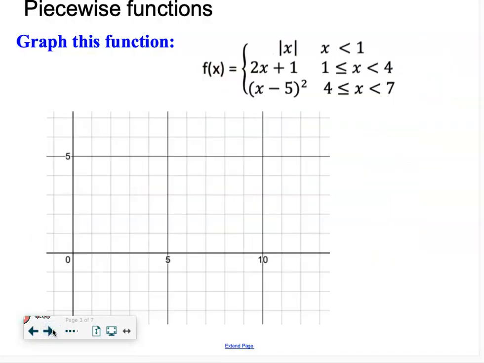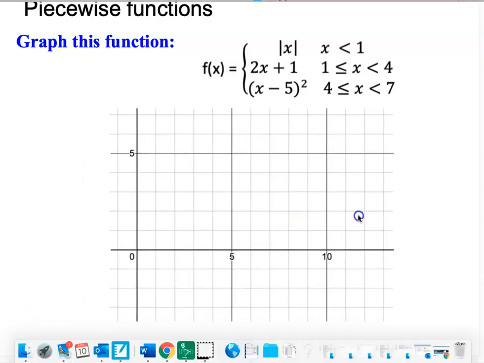Oh my goodness. So let's see how well you've picked up on how to graph a piecewise function. I have a 3-way piecewise function. Let's just do this on paper. Individually, do your best. I'm going to walk around. I want to make sure everyone is trying this. So 3 different functions: an absolute value, a line, and a parabola.